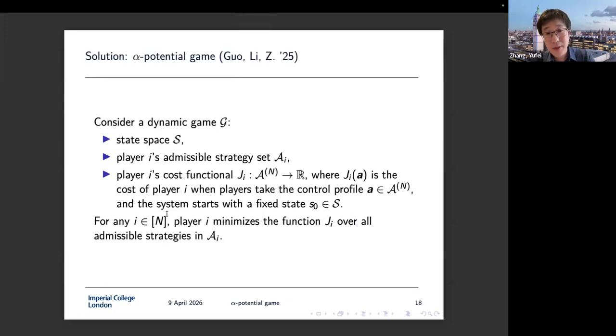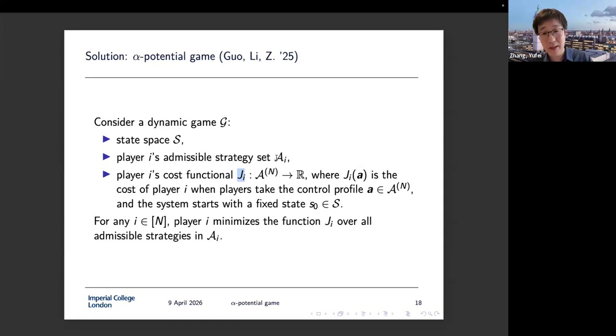In the first paper with Xin and Xingyu, we consider an abstract framework where we consider the abstract dynamic game G, where there is an underlying state space S. You can think about the state space as R^d, the space where the state dynamic evolves. Each player tries to optimize over a certain strategy set A_i, and tries to minimize the corresponding cost function J_i, which depends on all players' joint control strategy. This is a very generic formulation of the dynamic game.